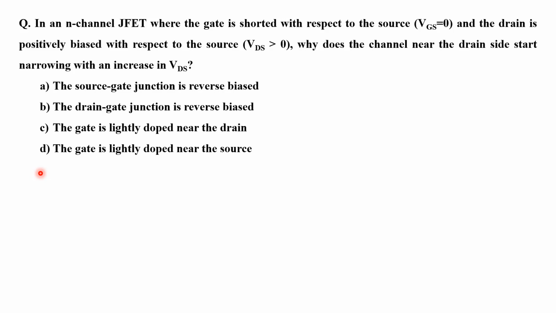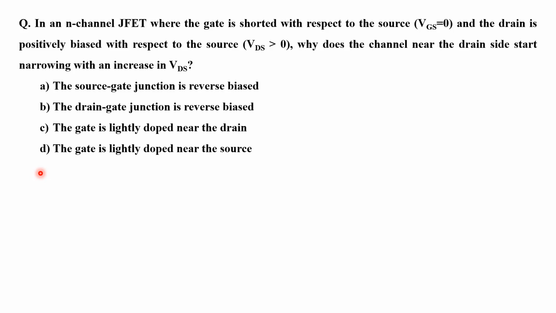Ma'am, I'm feeling none of the options is correct. Okay, and what about Anil? Even I am not able to get any answer. So basically, what happens when the gate is shorted with respect to the source? First, we'll go from there. The depletion region exists, ma'am, but in an ideal condition. Okay, and when the drain is positively biased with respect to source, the electrons will flow from the source to drain, so current will increase, ma'am. And if the current increases, the channel will narrow down.